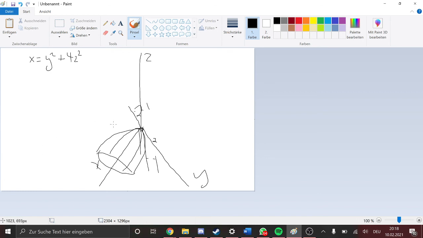So I know the drawing isn't exactly pristine, but we can still deduce that this equation right here is an elliptical paraboloid shape.